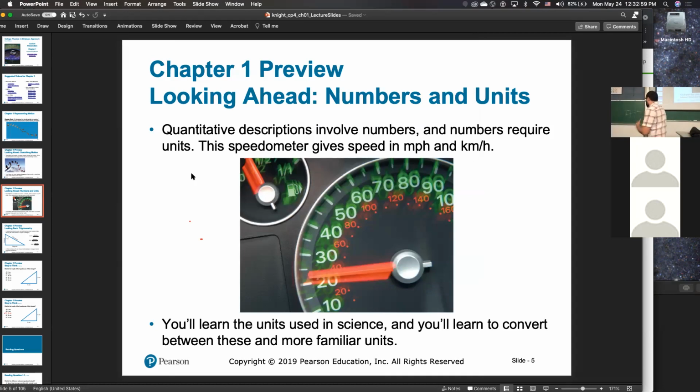All right, so if I'm moving this way, I can look at my speedometer and that tells me my speed, but velocity also has a direction, right?